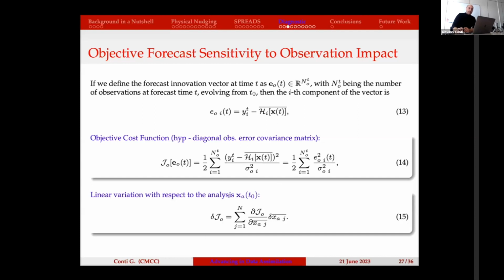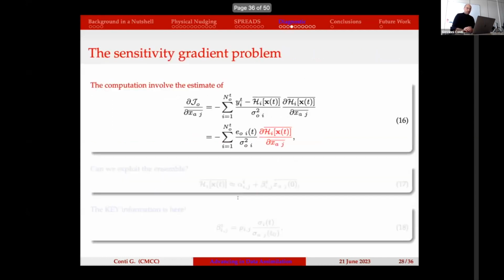Now let's take the first variation in terms of the analysis, because this X here, this forecast, is nothing more than the model applied to the initial condition, to our analysis. So we can take the variation. When this delta J is larger than 0, it means that we are degrading our forecast, while if it's less than 0, we are doing a good job. The point is that the variation with respect to the analysis translates into these sensitivity gradients, which are really hard to compute. But we have an ensemble.